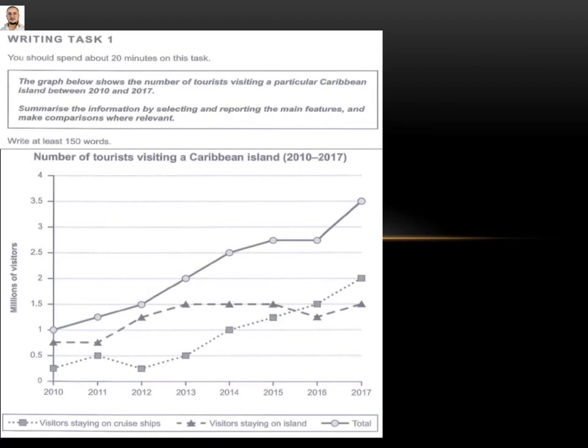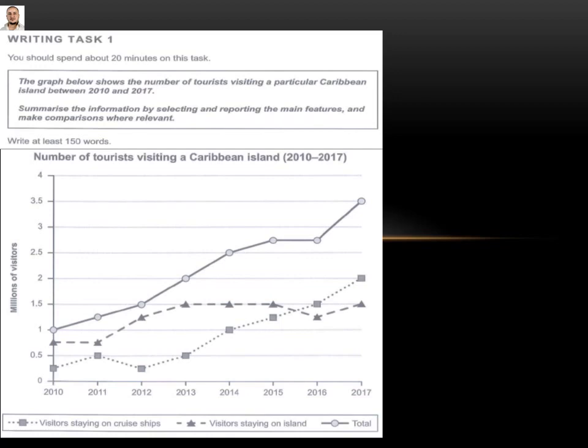Today we are taking Book 15, Academic, Test 3, Writing Task 1. You should spend about 20 minutes on this task. The graph below shows the number of tourists visiting a particular Caribbean island between 2010 and 2017. Summarize the information by selecting and reporting the main features and make comparisons where relevant. Write at least 150 words.